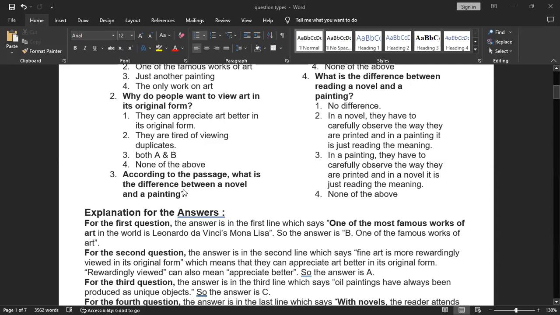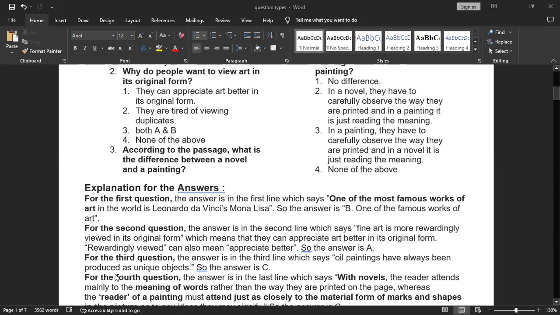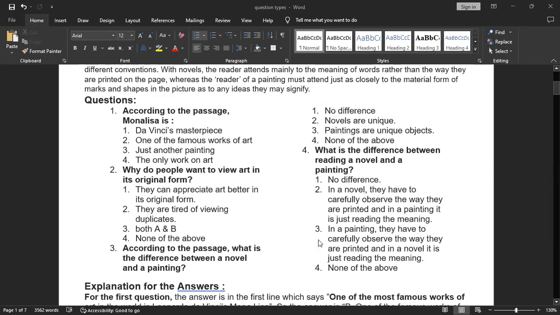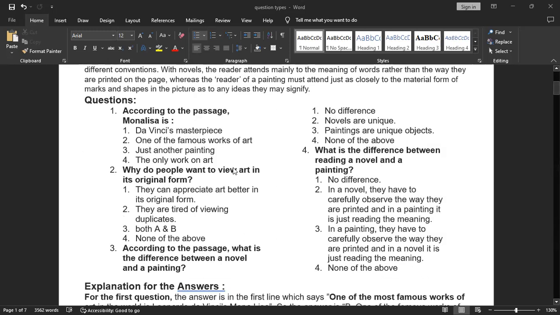Thank you. Okay, what answer did you give for number 3? Paintings are unique objects. Okay. For the third question, the answer is in the third line, which says all paintings have always been produced as unique objects. So the answer is C. Very good.